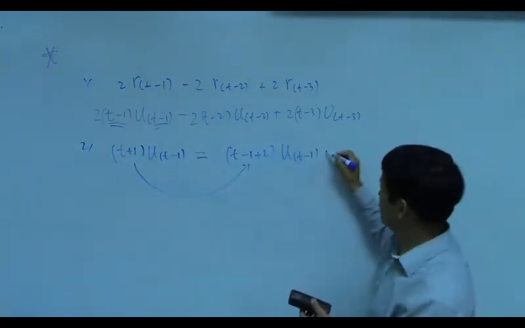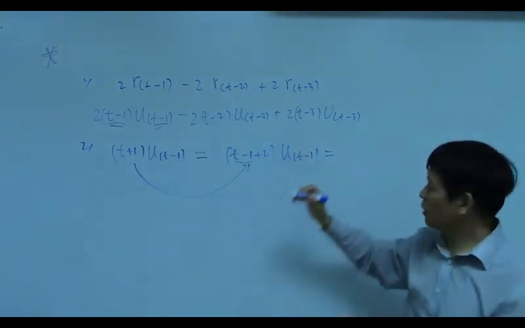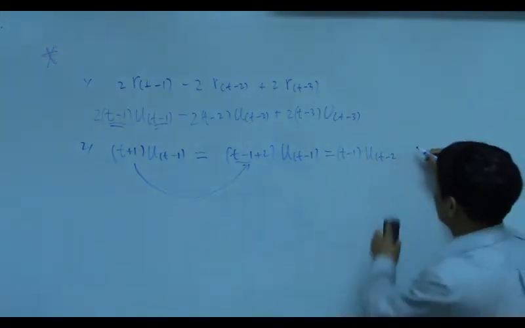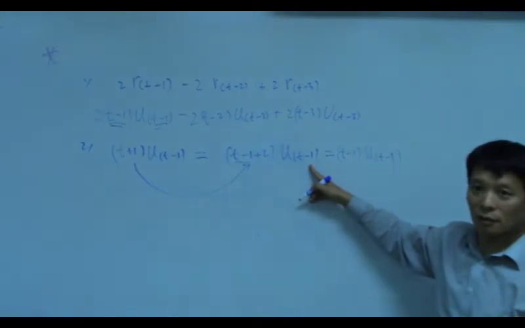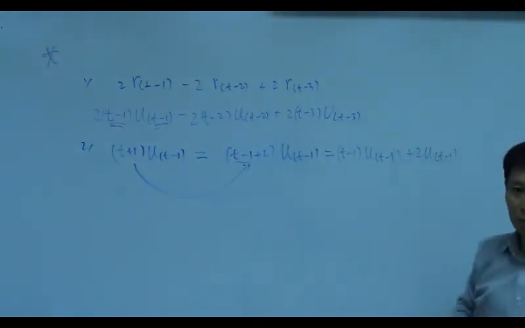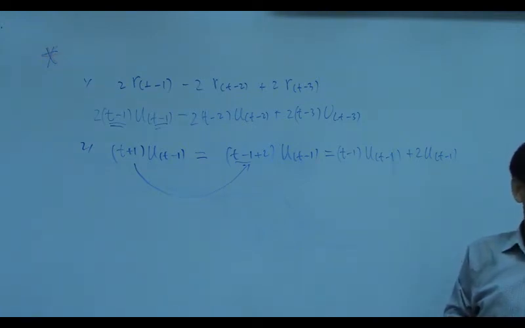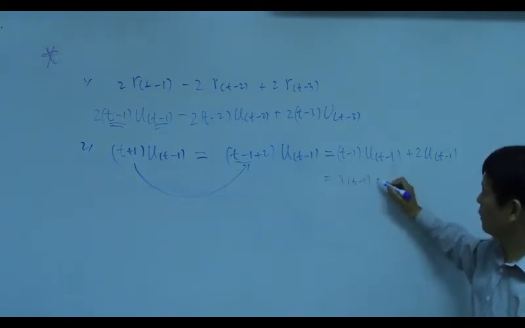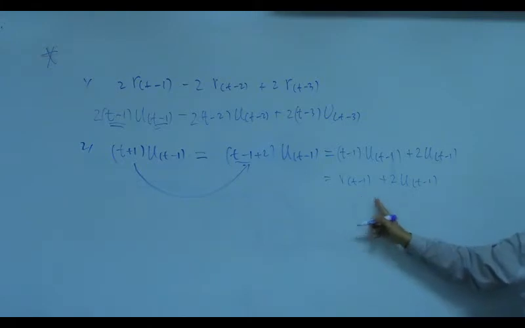Okay, now I use the distributive property. So this one I consider as one term. So r(t minus 1) times u(t minus 1) here, then this one to this, then plus 2 u(t minus 1). Is it good? No. Now what is this? This is r(t minus 1), and this one is 2 u(t minus 1). So you can plot this, you can plot this.